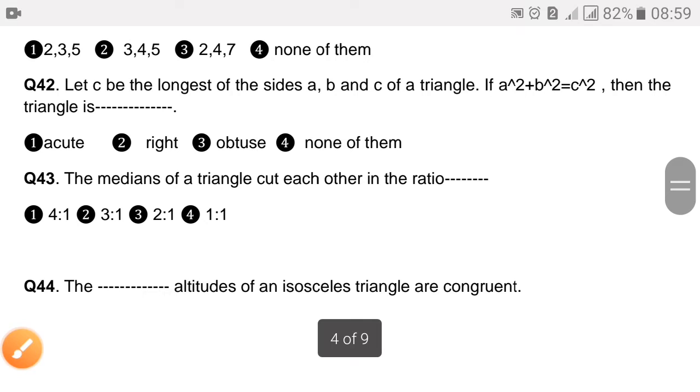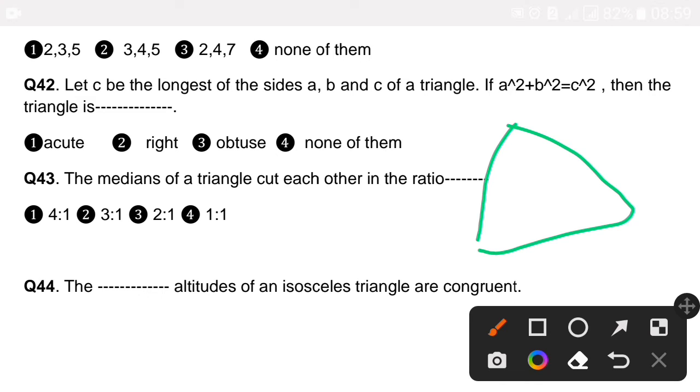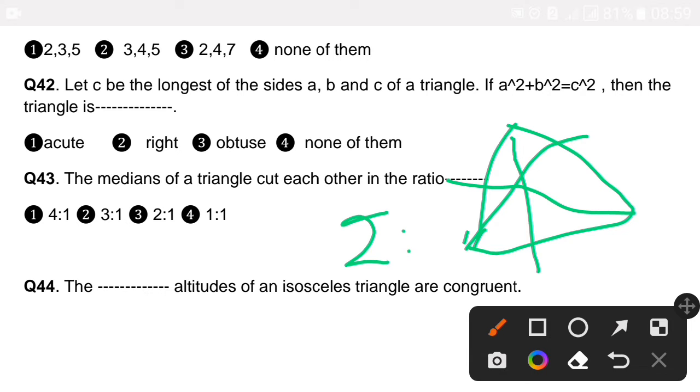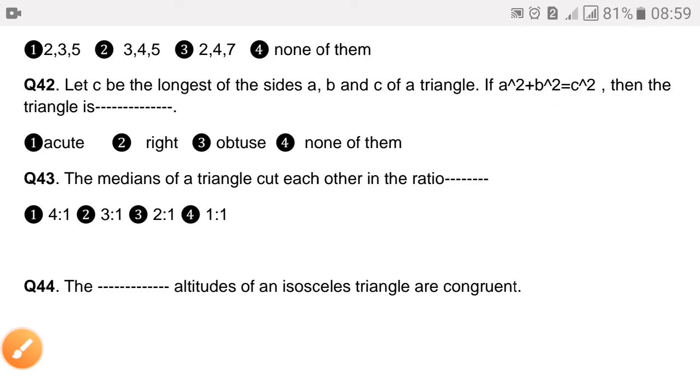Question number 43 is: the medians of a triangle cut each other in the ratio. So the medians of any triangle cut each other in the ratio of 2 to 1. So if we have three parts, they cut each other in the ratio 2 to 1.